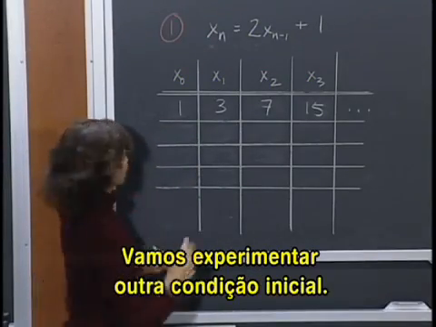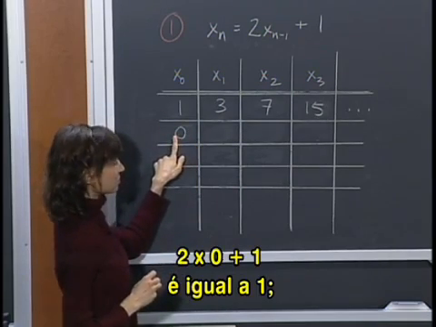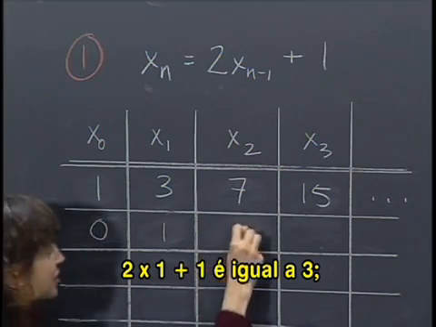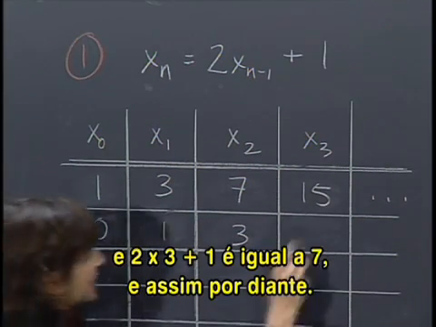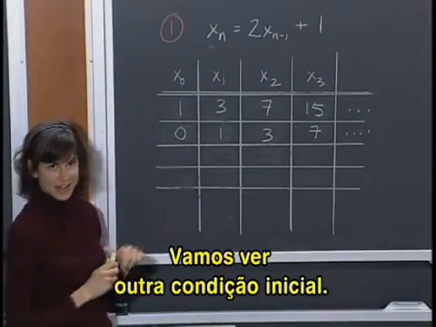Let's try another initial condition. Let's try x0 equals 0. Well, 2 times 0 plus 1 gives us 1. 2 times 1 plus 1 gives us 3. 2 times 3 plus 1 gives us 7, and so on. Well, what about another initial condition?